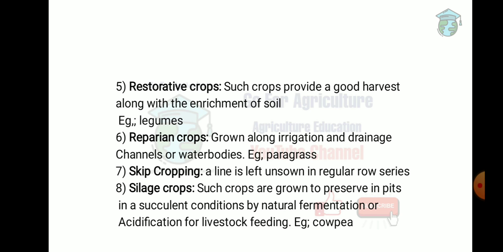Next question, the crops that are grown along irrigation and drainage channels or water bodies are known as riparian crops. This is for example paragrass. So riparian crops are mainly used to conserve soil moisture because they are grown along irrigation and drainage channels.